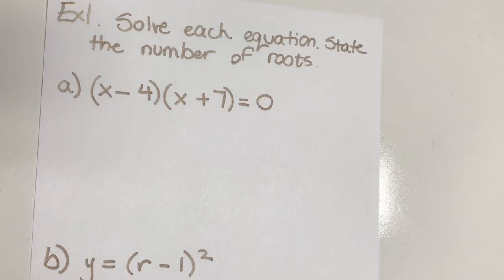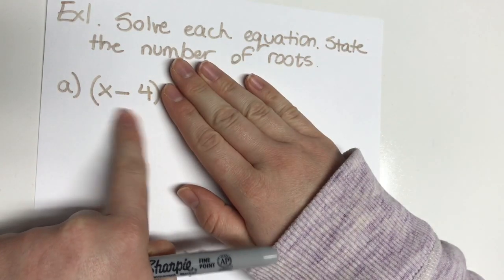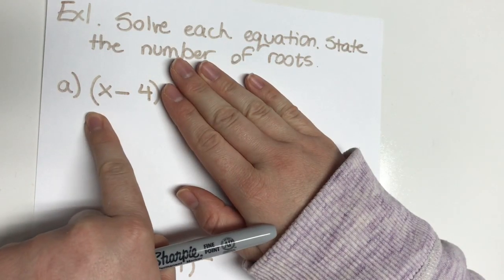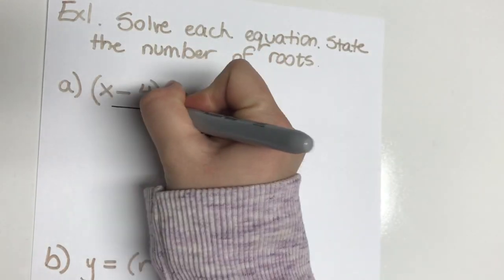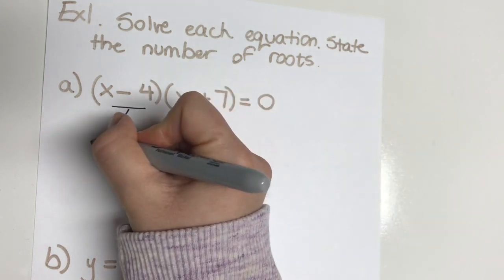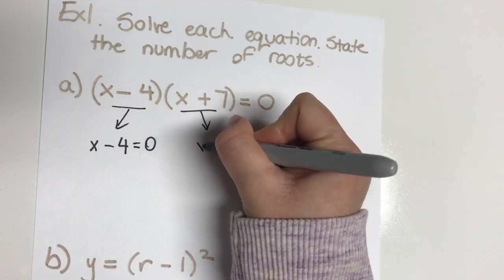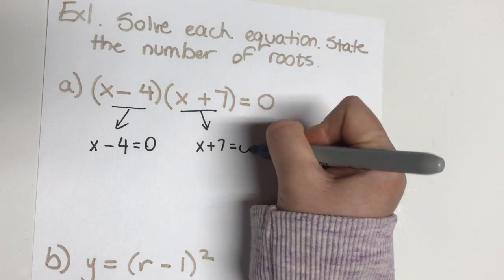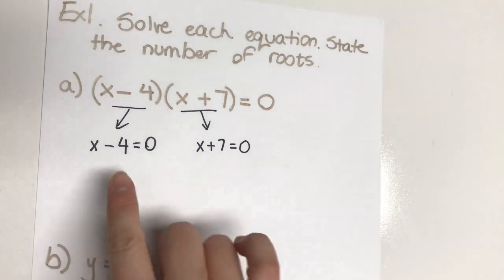So in example A, it's already factored for us. So all we need to do is think about the fact that here the product is 0, which means that either this binomial here equals 0 or this one does. So one of the two is going to equal 0. So I'm going to say, well, x minus 4 is equal to 0, or x plus 7 is equal to 0. Those are my two options or possibilities. And then I'm going to solve for x.